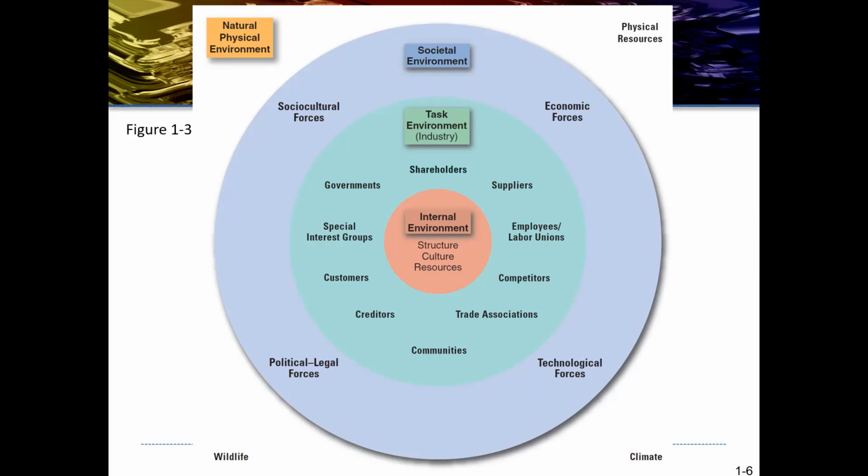this is related in the green circle with the main stakeholders of the organization, and we have spoken about stakeholders with the example of Johnson and Johnson. So we have the owners, stockholders or shareholders, suppliers, employees, labor unions, the competition, trade association, the community, the banks, customers, special interest groups, and government. This is the industry, the first part of the environment.